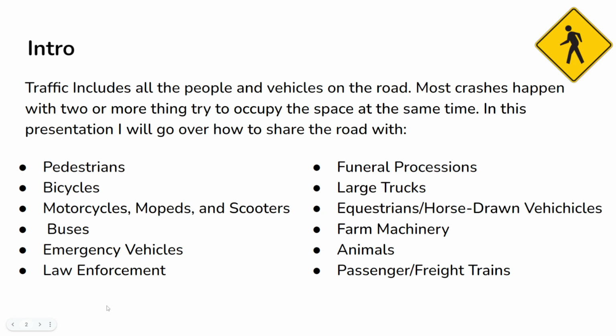Intro. Traffic includes all the people and vehicles on the road. Most crashes happen when two or more things try to occupy the same space at the same time. In this presentation, I will go over how to share the road with pedestrians, bicycles, motorcycles, mopeds, and scooters, buses, emergency vehicles, law enforcement, funeral processions, large trucks, equestrian/horse-drawn vehicles, farming machinery, animals, and passenger/freight trains.